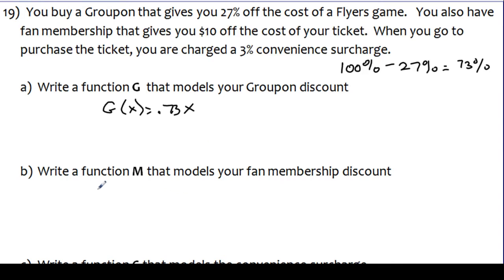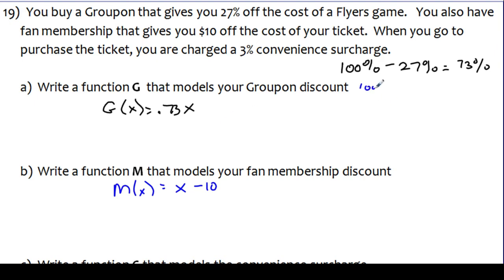The second function is the fan membership discount, which says $10 off the cost of your ticket. So the m function is going to say, let's take the cost and just subtract $10. That's a very simple one. The last one is a convenience charge. Since they're charging us something in addition to the purchase of the ticket, we need to add to the cost. So it's very similar.